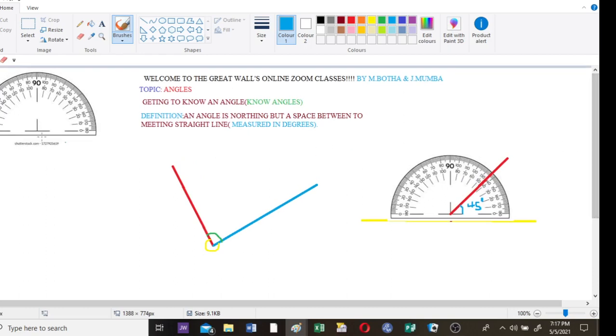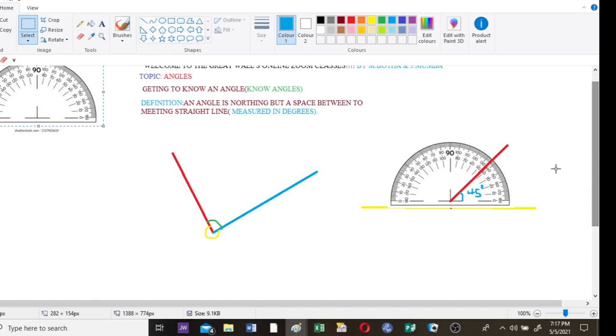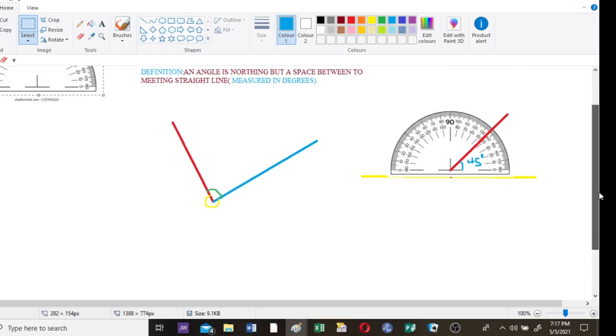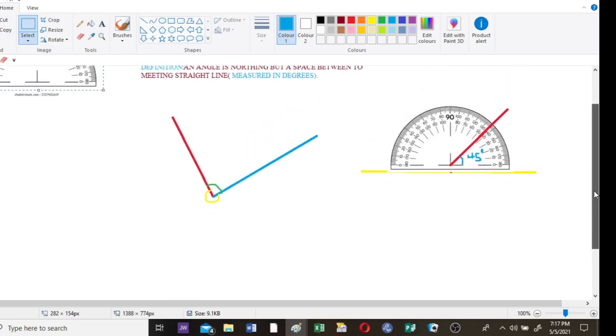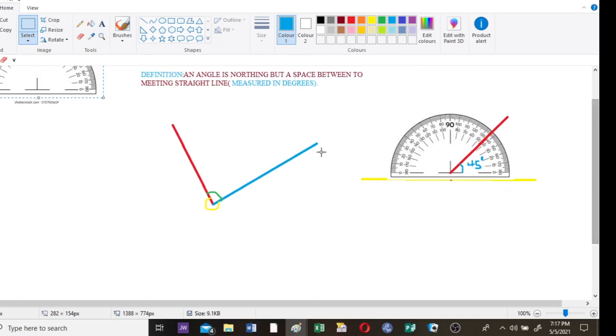Let's get our protractor again. So we get our protractor here and want to measure an angle. So this angle, okay, let me do this. Okay, let's redo this thing.